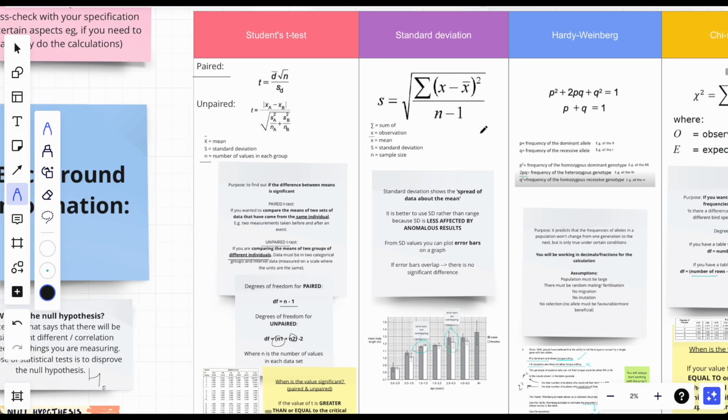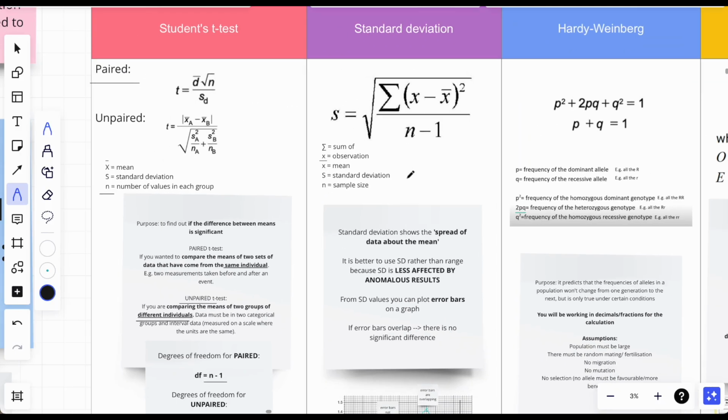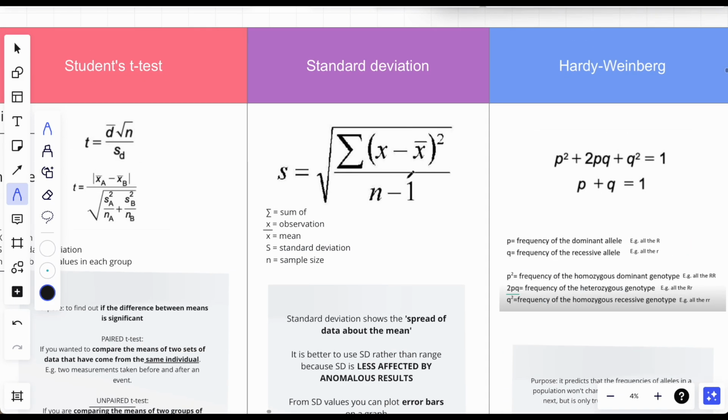And then we have standard deviation. Gosh, these exams love standard deviation. And you know what? I do too. So standard deviation is very easily calculated.